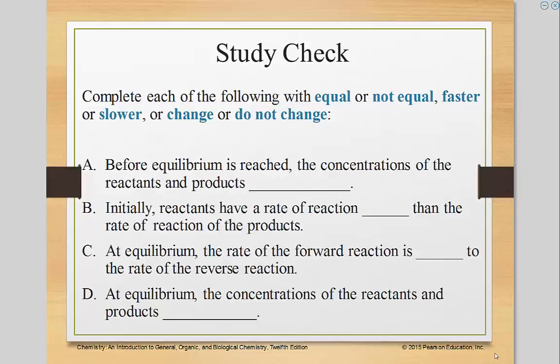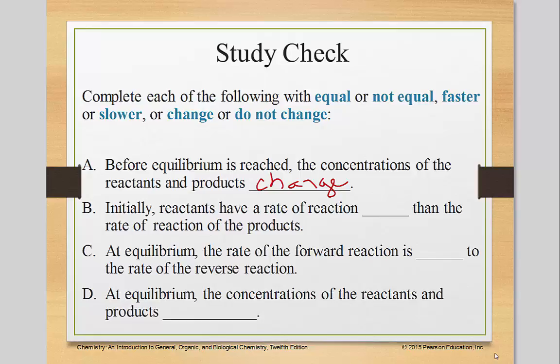Before equilibrium is reached, the concentrations of the reactants and the products are changing. We're not looking at equal concentrations. They may or may not be equal. In fact, they will rarely be equal at equilibrium. It's the rate at which the reaction is happening that will be equal.